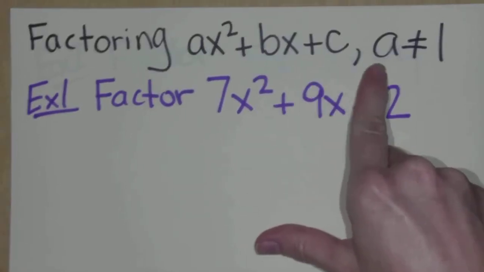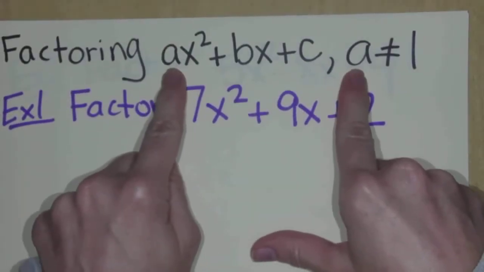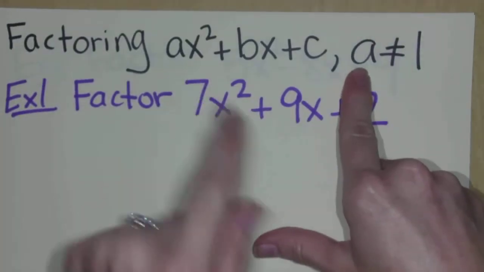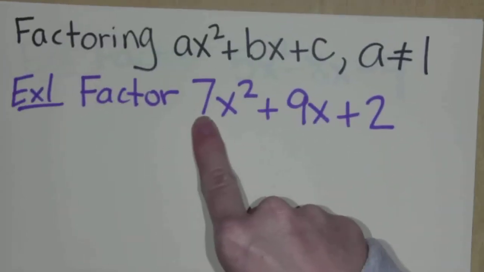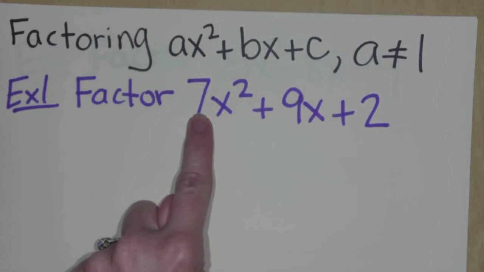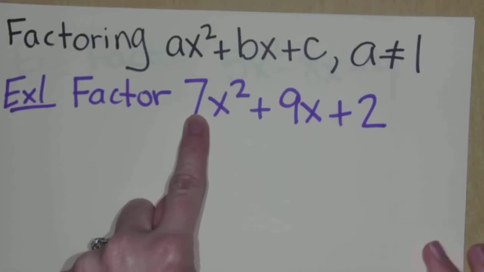That was our last video, but in the last video, our a term, this coefficient of the x squared, was always equal to 1. In this video, we're going to complicate matters a little bit and say that our a is not going to be 1. So you can see right here in this first example, we're factoring 7x squared plus 9x plus 2. And the a value right here is a 7, so it's not 1. The great news is we do it the exact same way we factored when a was 1.